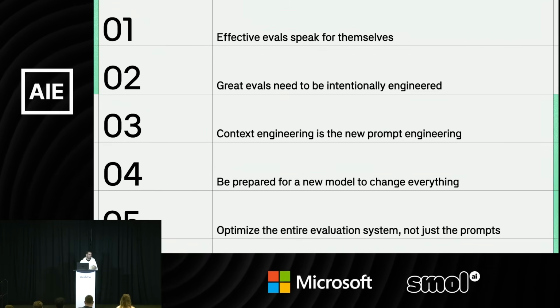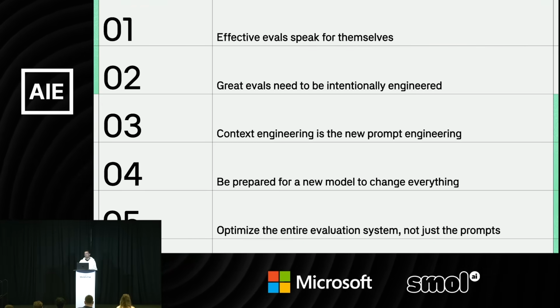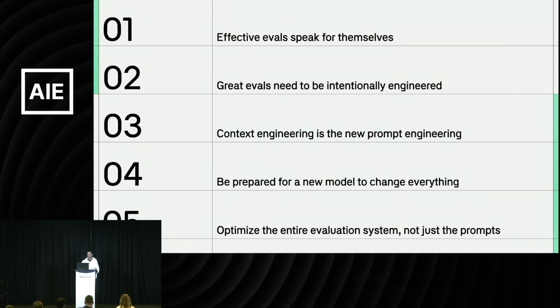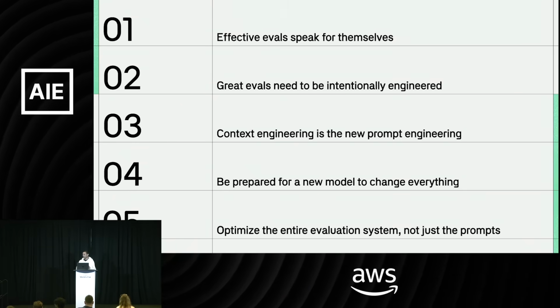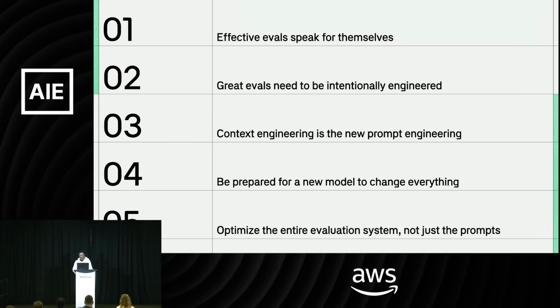And then finally, when you think about optimizing or improving your eval performance, you have to think about optimizing the whole system: the data and how you get that data, the task itself, which is the prompt, tools, et cetera, and the scoring functions.